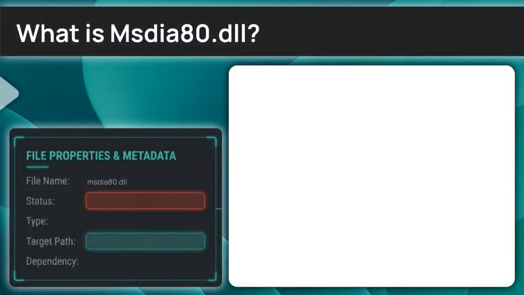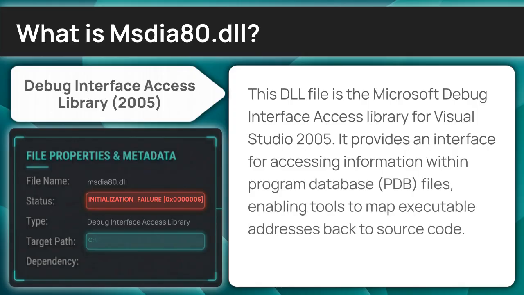This DLL file is the Microsoft Debug Interface Access Library for Visual Studio 2005. It provides an interface for accessing information within Program Database, PDB files, enabling tools to map executable addresses back to source code. Now let's apply the fix by reinstalling the shared system library.